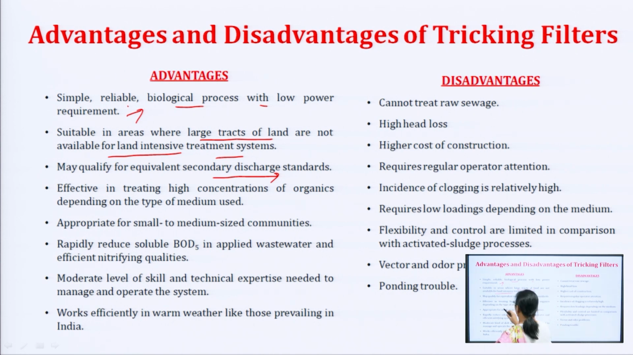They are effective in treating high concentrations of organic matter depending on the type of media, and are appropriate for small to medium sized communities. For small towns or small cities with comparatively lesser population, we may go for trickling filters, but for large cities we generally go for activated sludge or more advanced treatment like UASB. Most of the time at this point we go for activated sludge. But trickling filters suit medium or small sized cities or towns. They rapidly reduce soluble BOD in applied wastewater and have efficient nitrifying qualities. A moderate level of skill and technical expertise is needed to manage and operate the systems, so you do not require many skilled people, you can easily manage with local staff. They work efficiently in warm weather like that prevailing in India.